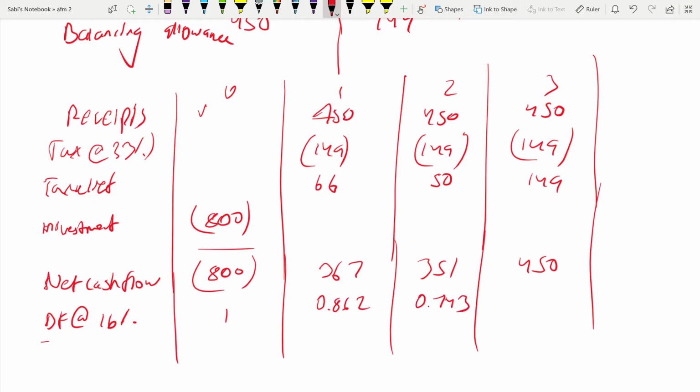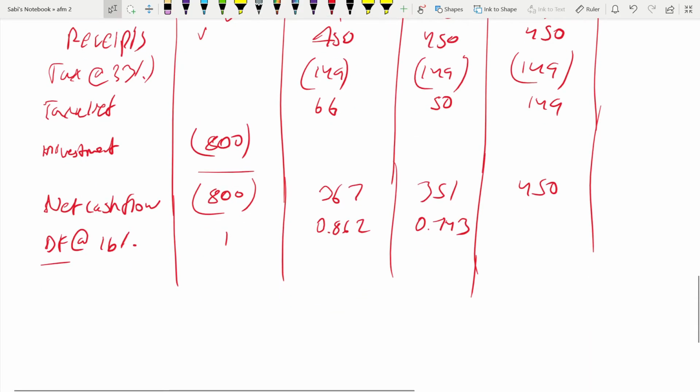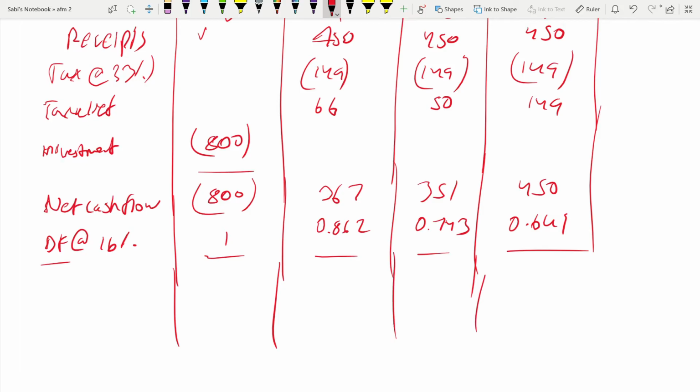Make sure that you write the discount factor figures there rather than directly multiplying it with the net cash flow, so that if things go wrong, you can check. It will be up to 3 decimal places only. Next, multiply the discount factor with net cash flow and get the amount, which is present value, which is 800, 316, 260.